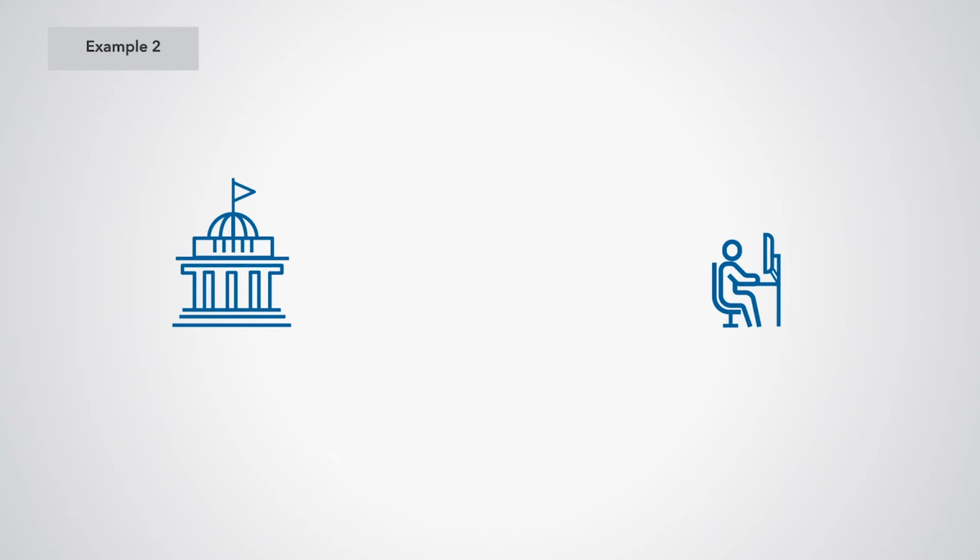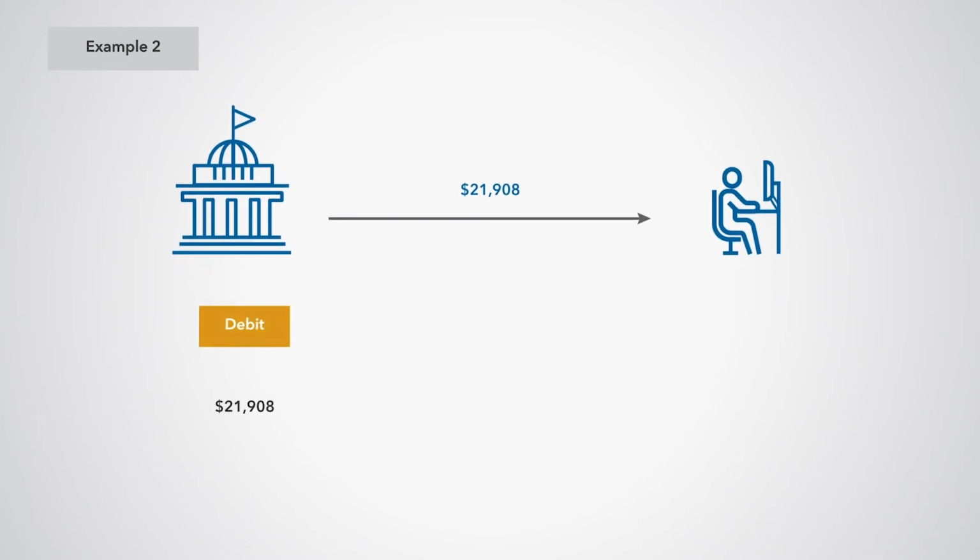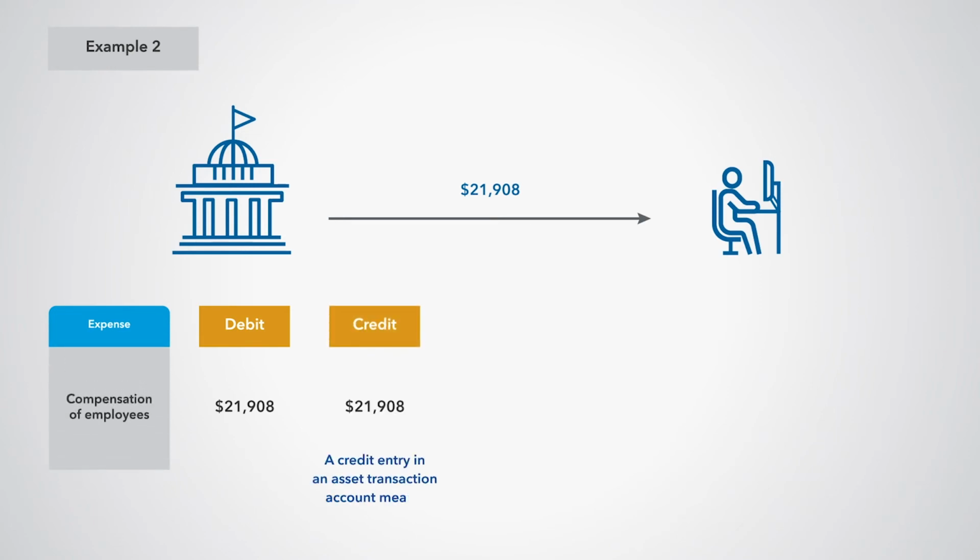In the second example, the government pays $21,908 in salaries to its employees. This payment is a debit entry under expense in compensation of employees. The counterpart credit entry is under net acquisition of financial assets in currency and deposits.